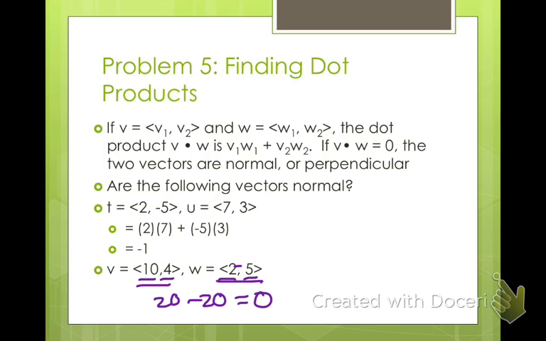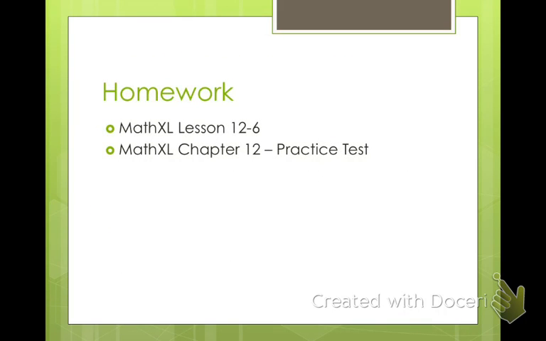So ⟨10, 4⟩ and ⟨2, -5⟩. These vectors are perpendicular to each other. And if you remember from geometry, perpendicular means that they cross at 90-degree angles.